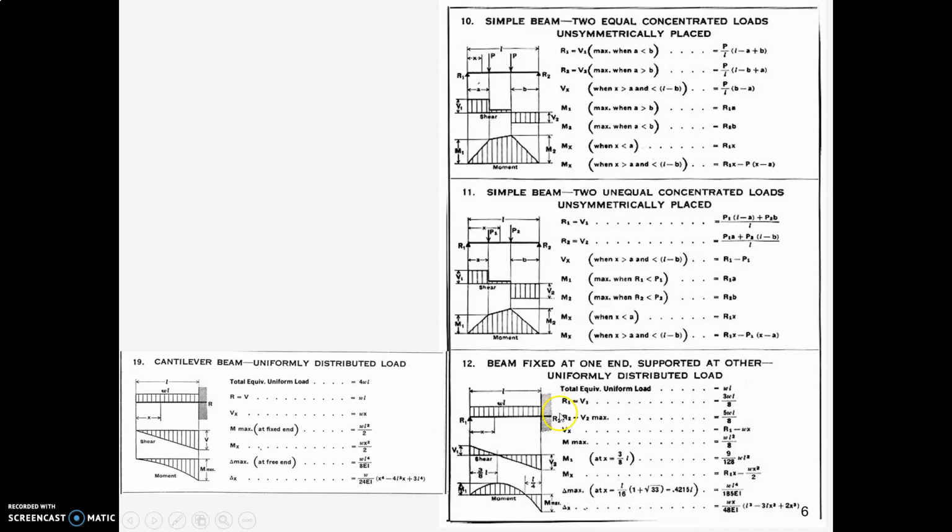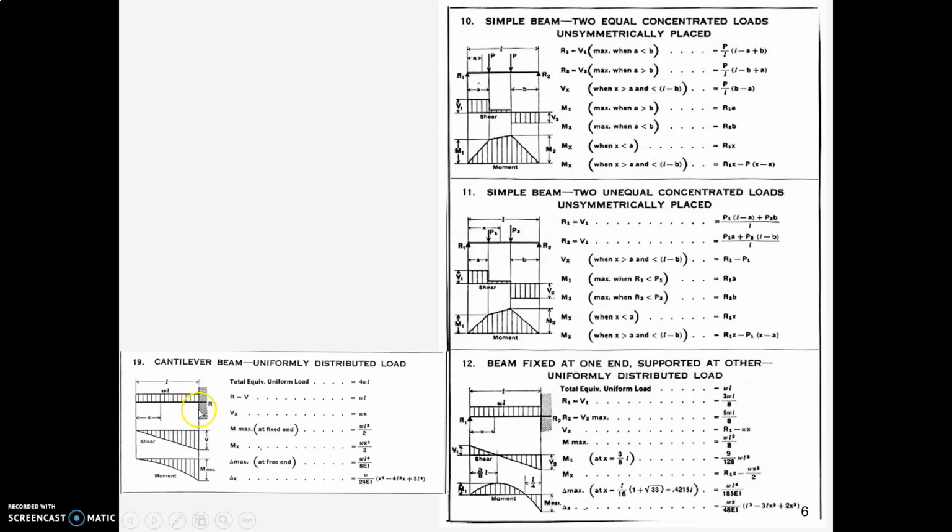This one has 2 supports, one support at one end and then a fixed support at the other end. So this one gets a little bit fancy. The one in the lower left corner is a cantilevered beam, which has a distributed load. So this is like a balcony sticking out from your building with a concrete floor on it.